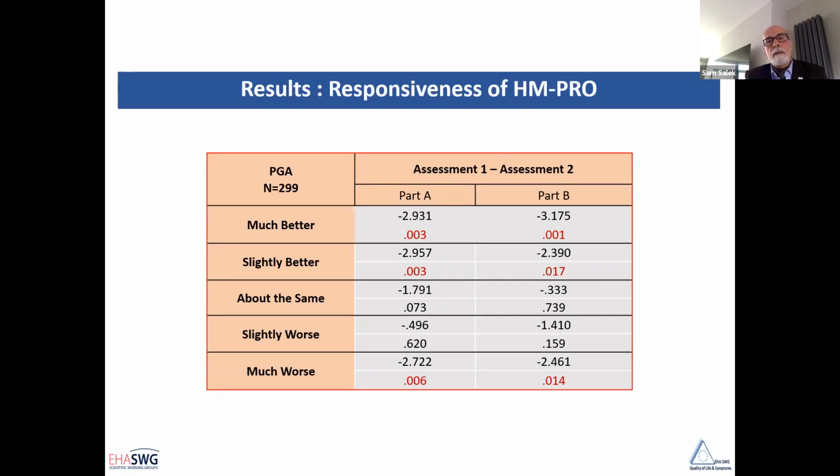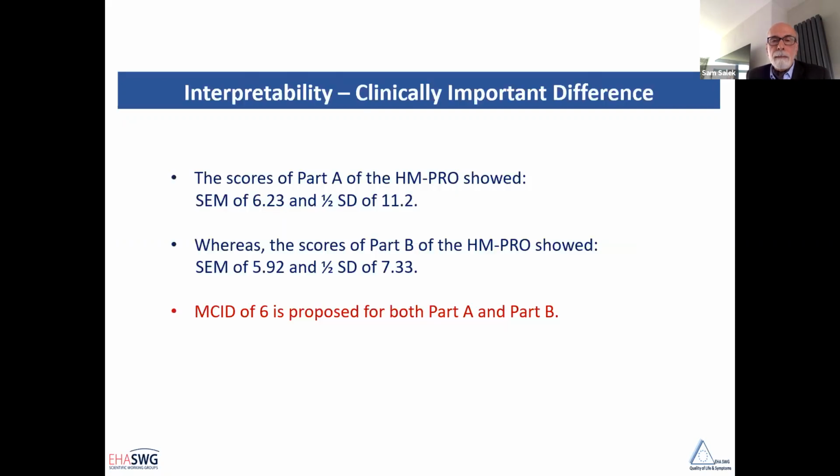In terms of the responsiveness, whether it's sensitive to change over time, again, this is the standard way of demonstrating that, and you can see those red p-values. That means that the HM Pro is capable of detecting change over time, even though small but clinically important. Next one, please.